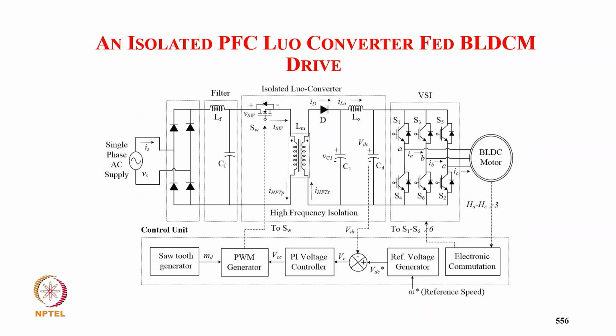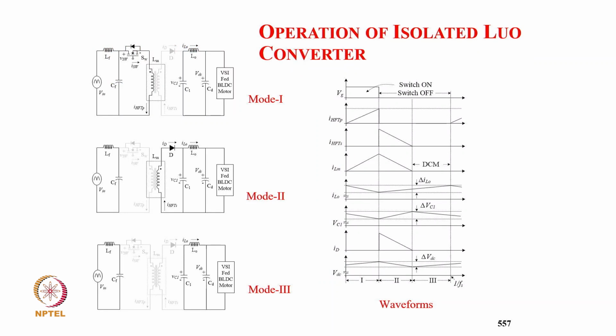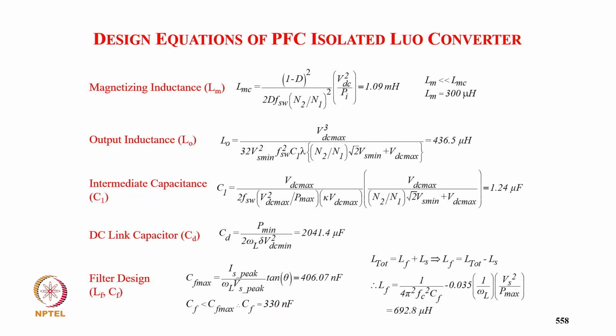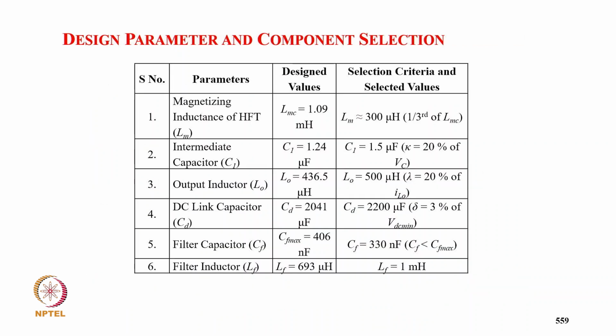Now we come to the isolated PFC Luo converter. Here also we are designing it in DCM, and we need not sense supply voltage or supply current, and we don't sense output or any current. We sense the DC link voltage for control and the Hall sensor signal for electronic commutation. So we have here the three modes: device conducting, diode conducting, and none of the two conducting. As you can see here, the transformer magnetizing inductance is discontinuous, and the output inductor and capacitor voltage are continuous. We get here a 1 millihenry magnetizing inductance, and select around 300 microhenry as shown here for DCM.